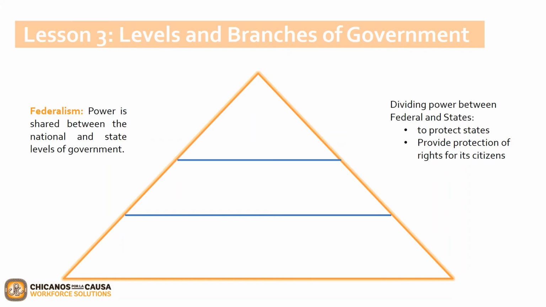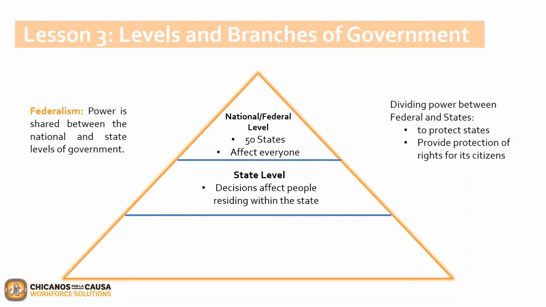At the national or federal level, any decisions that are made affect the entire nation, meaning that any decisions made at the federal level affect all 50 states of the United States. At the state level, decisions affect all the people residing within the state. For example, any laws that are passed within the state of Arizona will only affect those residents who live in Arizona. At the local level, the decisions affect those who live within a district, county, or city.